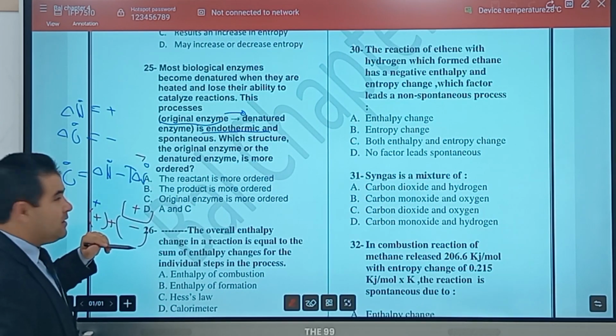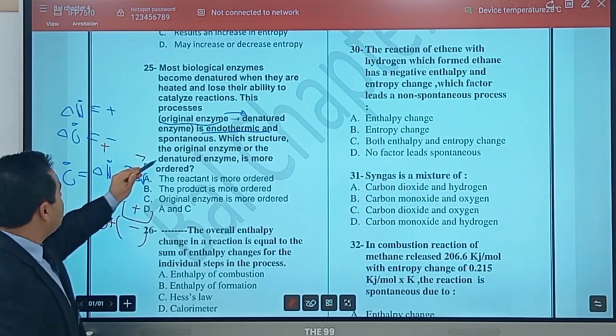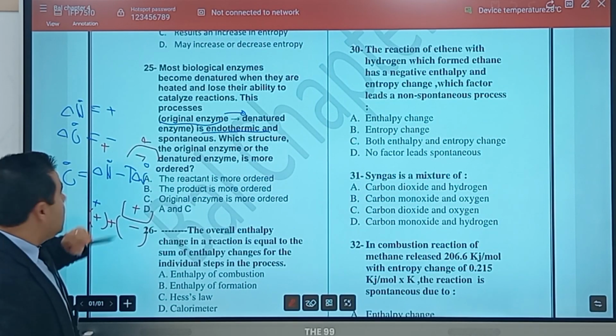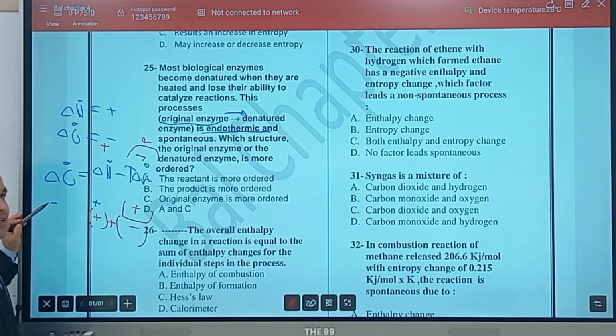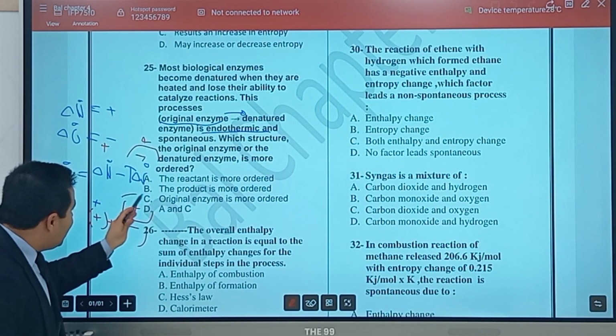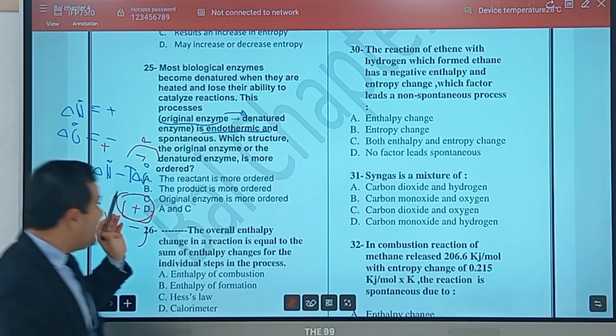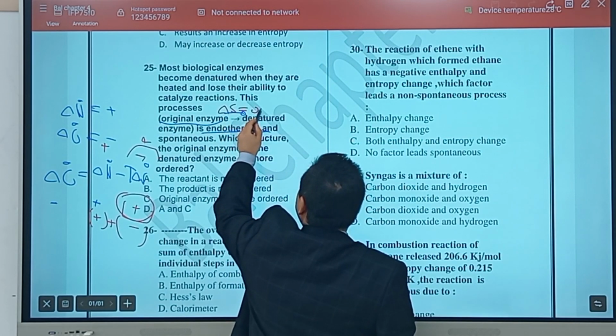But let us take the second, which is negative. If delta S is negative and delta H is positive, negative multiplied by negative results in a positive value. Positive plus positive is never spontaneous. So it's not appropriate for this condition, where delta G is negative. So this tells us the delta S is positive. This process has a positive delta S.